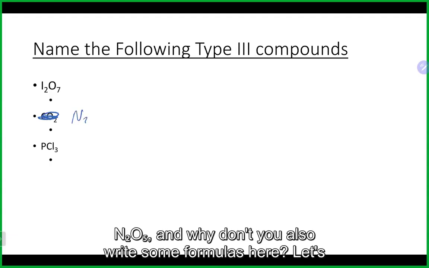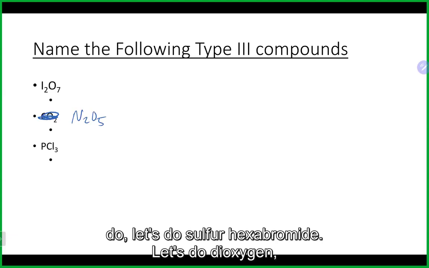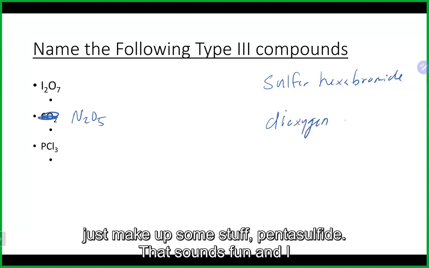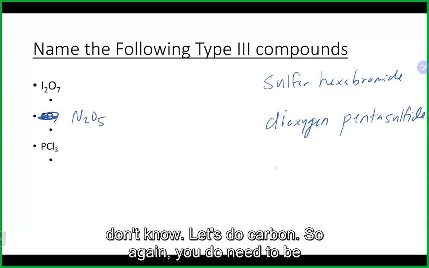Let's do N2O5. And why don't you also write some formulas here? Let's do sulfur hexabromide. Let's do dioxygen pentasulfide, just make up some stuff. That sounds fun. And I don't know, let's do carbon.